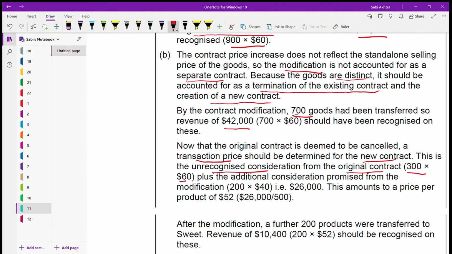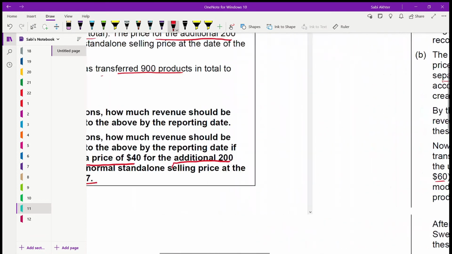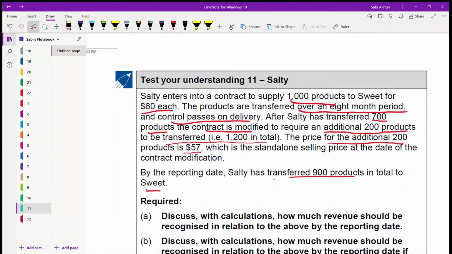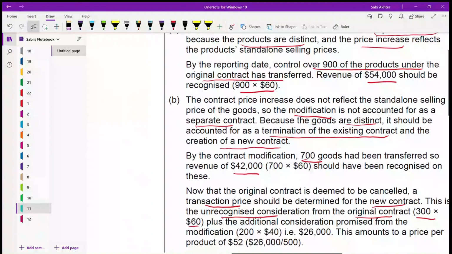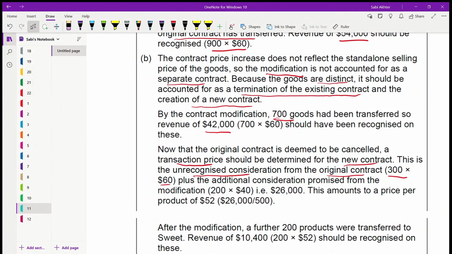Because 1000, right? Just see, under the original contract, how many have you sold? 700, right? 700 has been transferred. After they have transferred, the contract is modified. So 700 into 60. So out of this 1000, 700 is sold. That means they are left with 300. So 300 into 60, they didn't recognize. You understanding? So under the original contract, this is unrecognized.